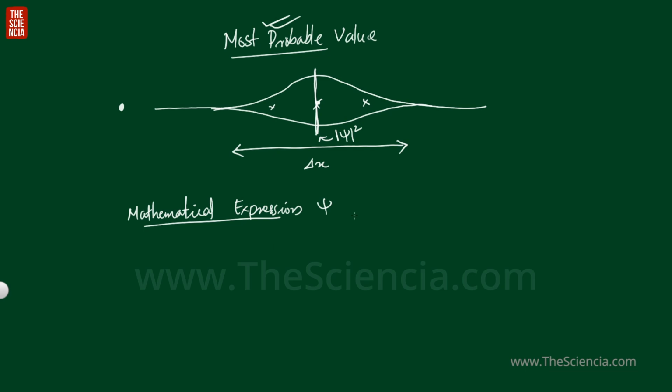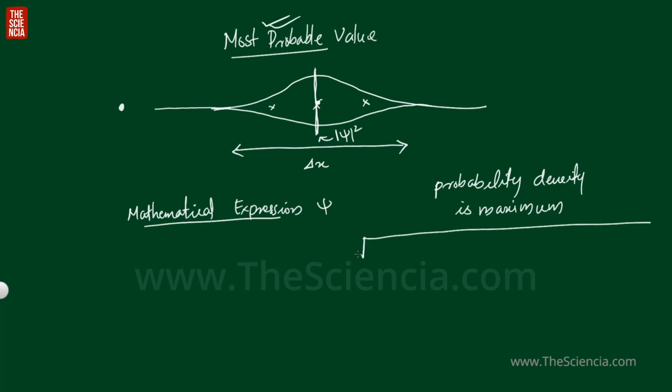Here what do we have to find out? We have to find out the probability density, the location where the probability density is maximum. Therefore, first we have to find out the location where the probability density is maximum. If we get that location, then we substitute that value in the wave function, so we get the most probable value. Therefore, the first step is to find the location where the density is maximum.